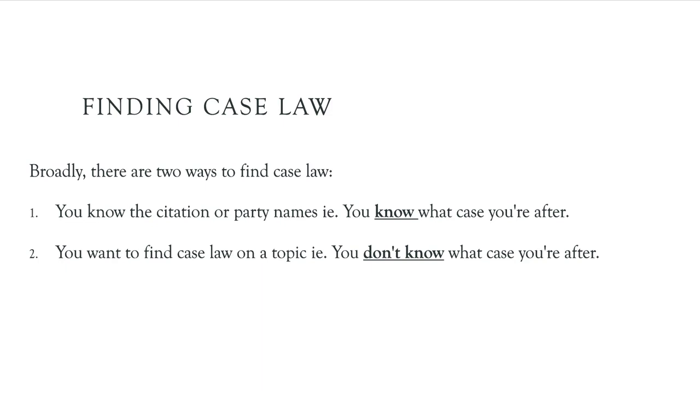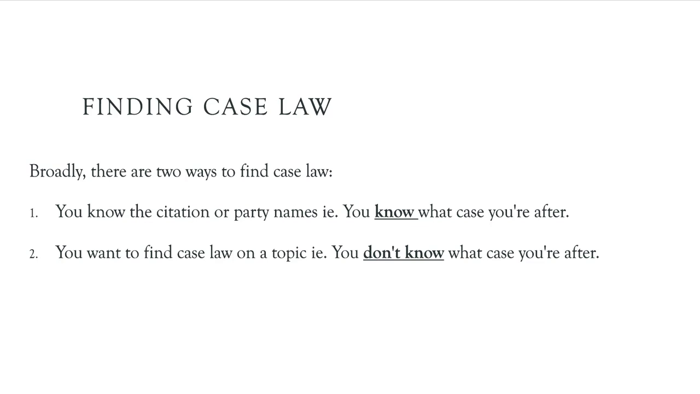When we talk about finding case law, broadly, there are two ways that you would encounter when you're looking for cases. Number one, you know the citation or party names, that is, you know the case that you're after. Maybe you've seen the citation in a textbook or your lecturer has mentioned it. Or number two, you want to find case law on a particular topic. That is, you don't know what specific case you're after, you're just looking for cases on a specific area of law. Now for number two, I would suggest that you start the legal research process. So go to secondary sources related to your topic because they will inevitably point you towards the key cases and legislation in that area. For number one today, that's what we're going to focus on.